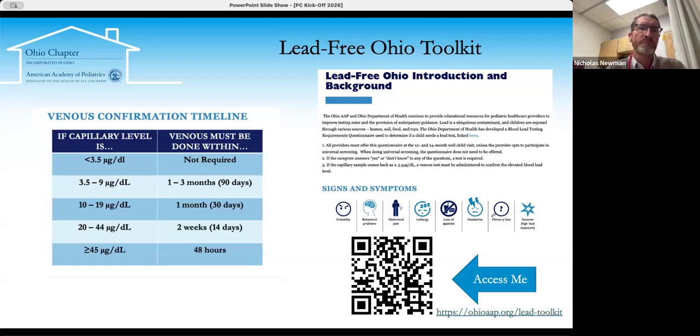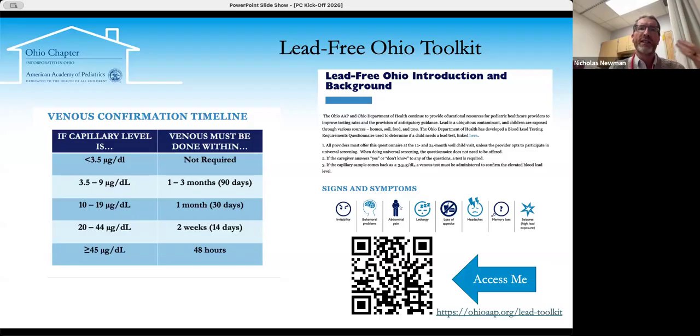And so the recommendation is that if the capillary level is less than 3.5, it's not required that the venous level be rechecked. But if there's any detectable amount of lead, your ears should perk up just a little bit, because the average lead level for children in the United States, the geometric mean lead level, is less than 1.